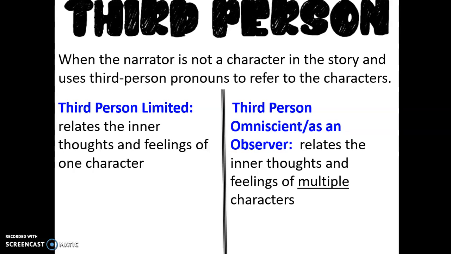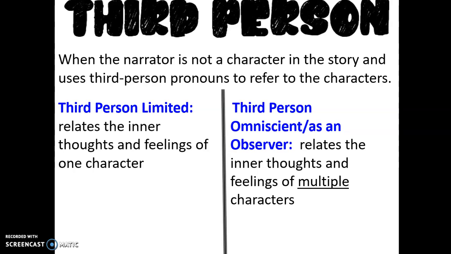Third person is when the narrator is not a character in the story and uses third person pronouns to refer to the characters. Now we're going to talk about two different kinds of third person. You have third person limited, and you have third person omniscient or as an observer. Third person limited relates the inner thoughts and feelings of one character. This is when we follow one character. The narrator only knows the thoughts and feelings of one character. It's limited to that character. It doesn't know anything else.